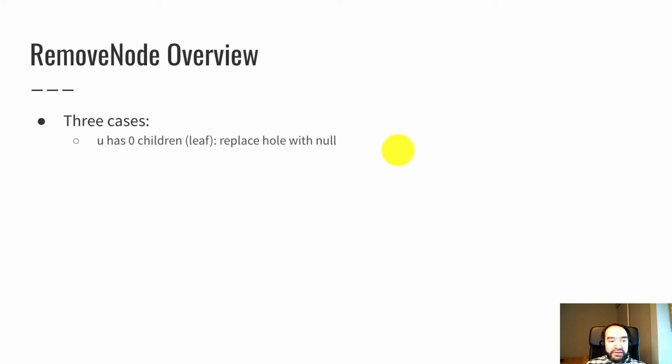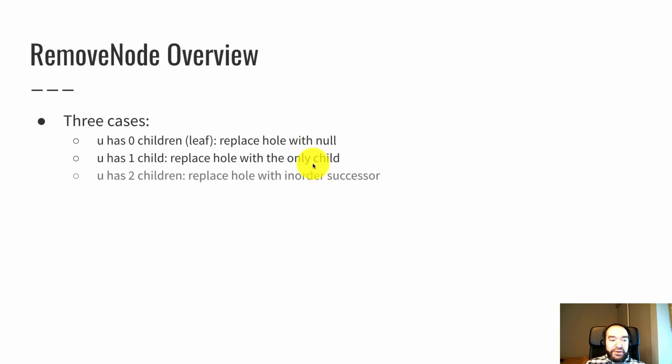So there's three cases. U is the node that we're trying to remove. If U has 0 children, meaning that U is a leaf, then we just replace the hole left by removing U out of the tree with a null pointer. And if U has only 1 child, then we replace the position of U with the one and only child of U. And then if U has 2 children, things are a little bit more complicated. We replace U with the in-order successor of U.